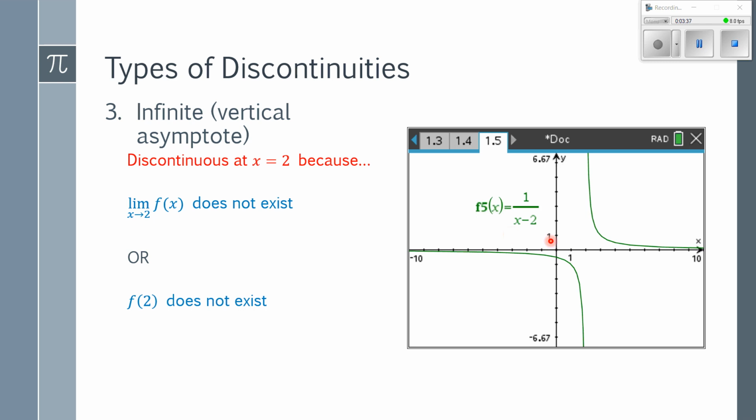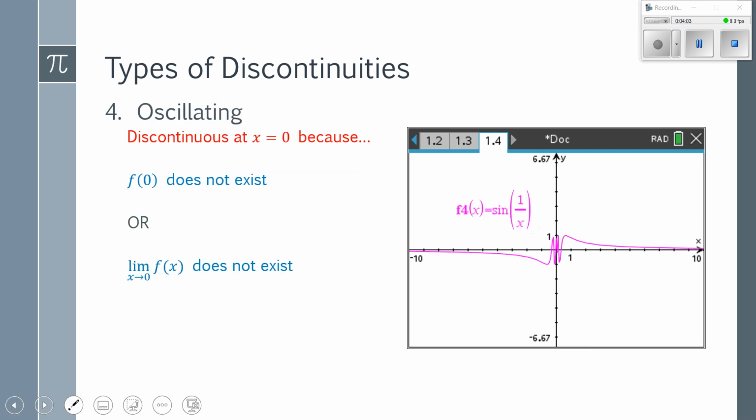Or I could say the two-sided limit doesn't exist. In this case, the right-hand limit is positive infinity, the left-hand limit is negative infinity. Those don't match, so the two-sided limit doesn't exist. But even if they were both positive infinity, and I said the two-sided limit equals infinity, all that means is that the two-sided limit does not equal a real number, so it still doesn't exist.